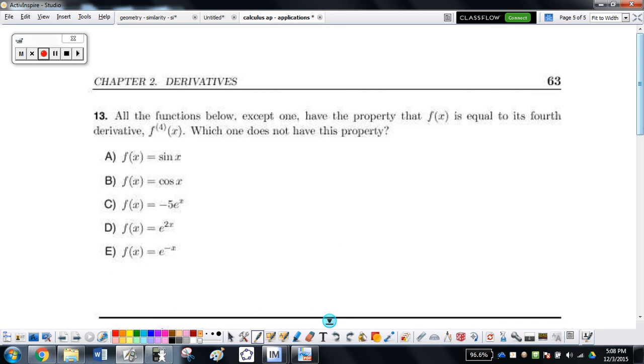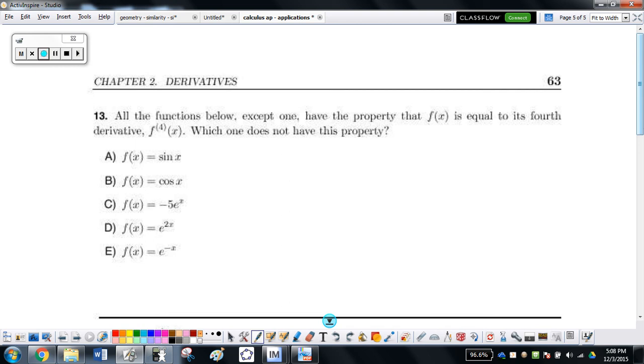All the functions below, except one, have the property that the original function is equal to its fourth derivative. Which one does not have this property? Let me give you a fun fact about many standardized tests. And this one is not officially an SAT or ACT, but it's made by some of the same kind of people. Whenever you have a problem like this, it's always a good idea to start at the end. Because the sadists who make these tests always have these kind of problems. You've got to test every single one. The right answer is always at the end. Not always, but often. So you go through the rigmarole of actually doing it, and then you go, oh crap, I had to do that, because you just started there. So I would suggest starting there.